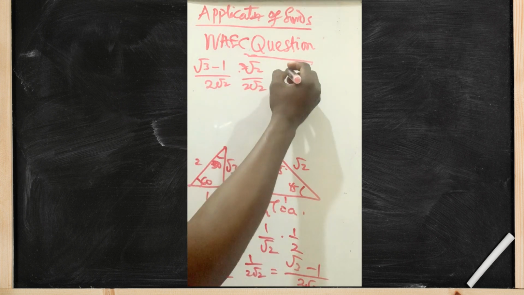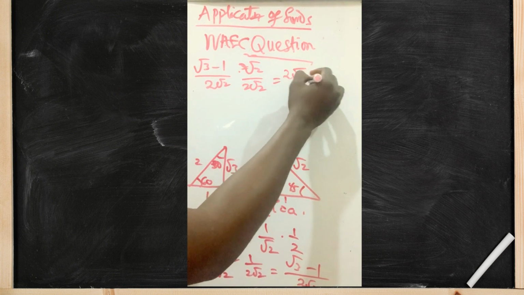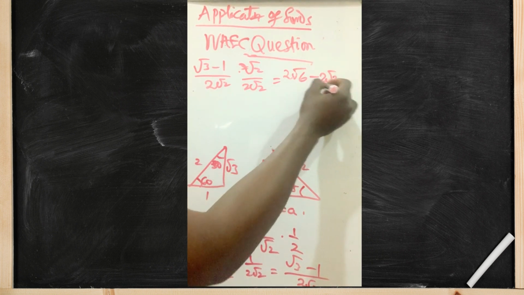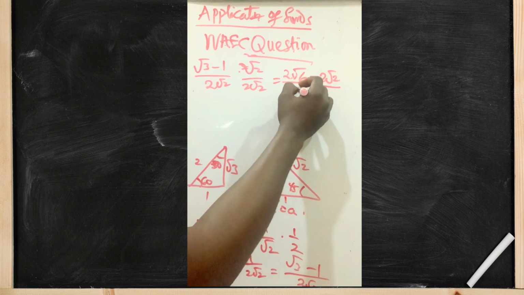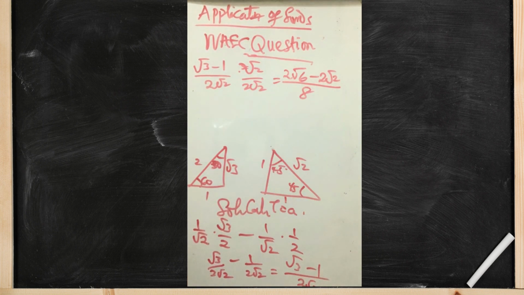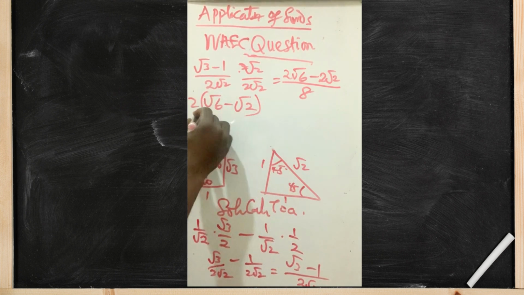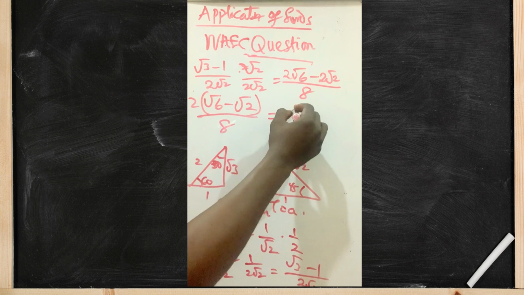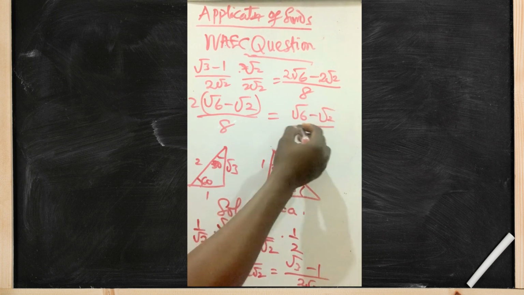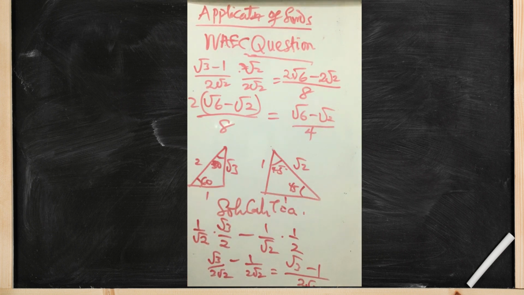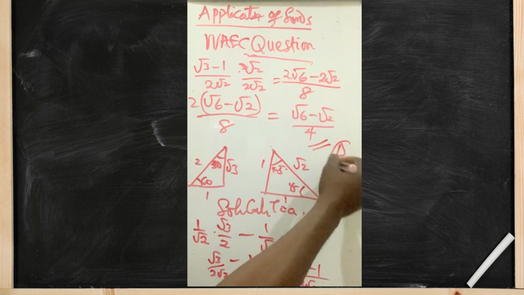In this way, you have 2 root 6 minus 2 root 2 divided by 8. Then from here, you can factor out 2, that's root 6 minus root 2 over 4. Root 6 minus root 2 over 4 is the answer, D.